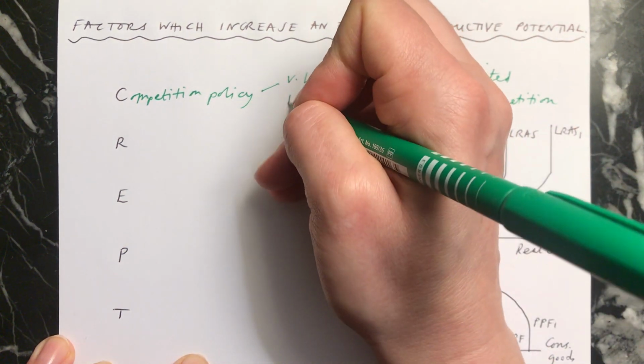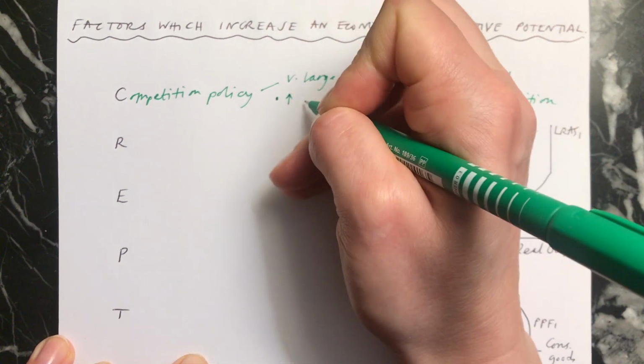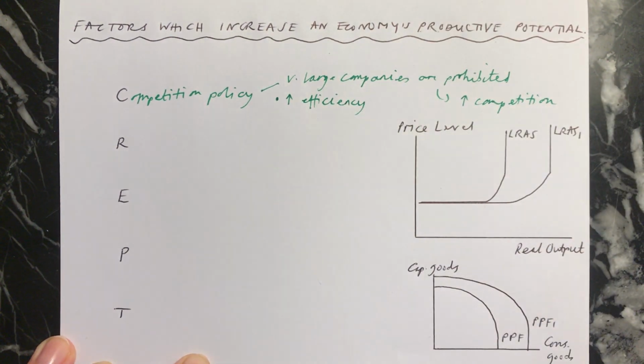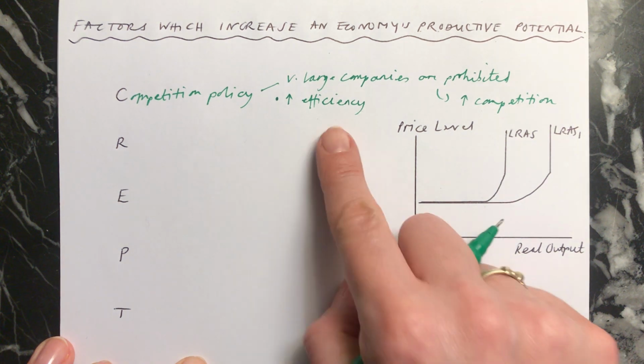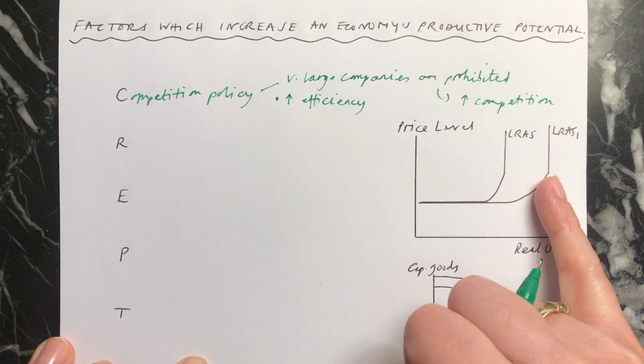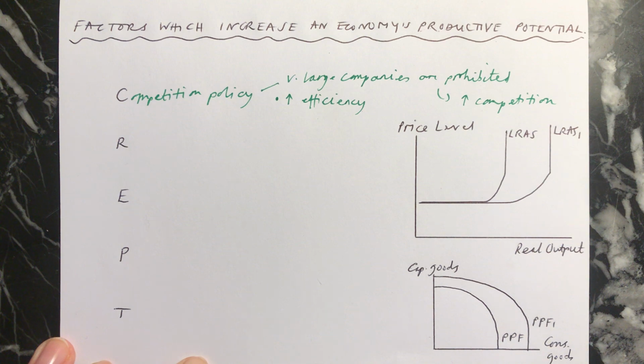If you have more competition policy, this will increase efficiency of each firm. If each firm is being more efficient, each firm is going to be capable of producing more. So if lots of firms are being more efficient because they're competing with each other, trying to keep their costs down, for example, this will mean as an economy you'll be capable of producing more because there's less waste, essentially. So this would increase your long run aggregate supply curve to the right.